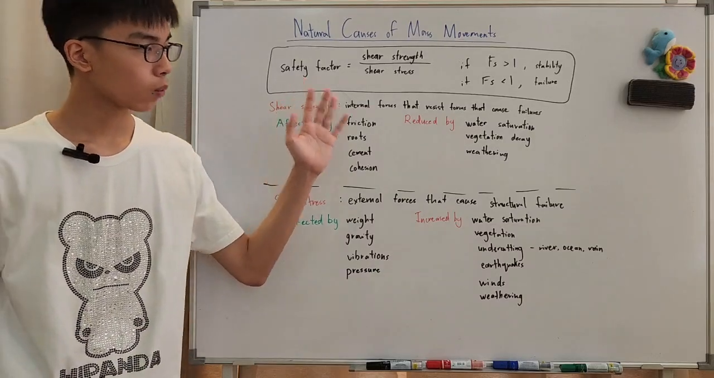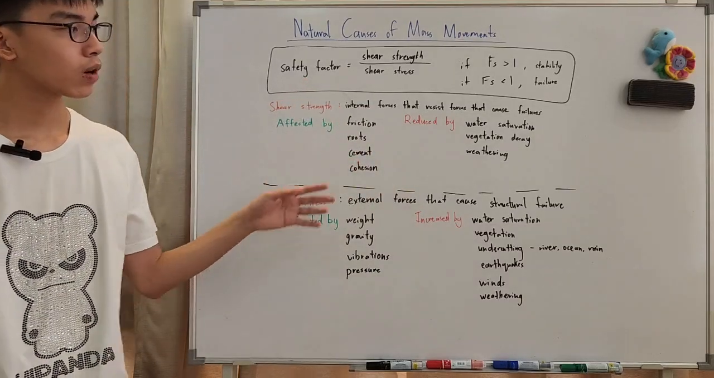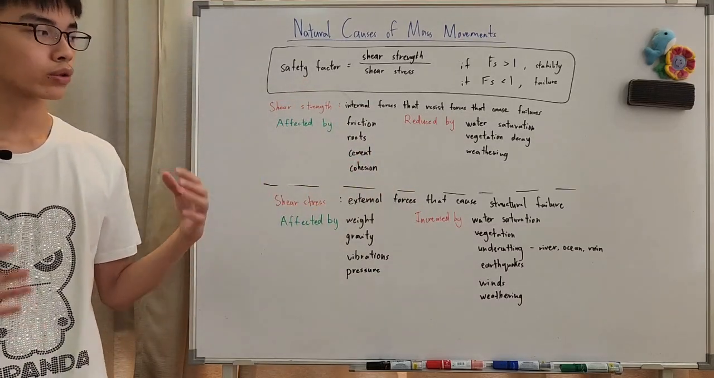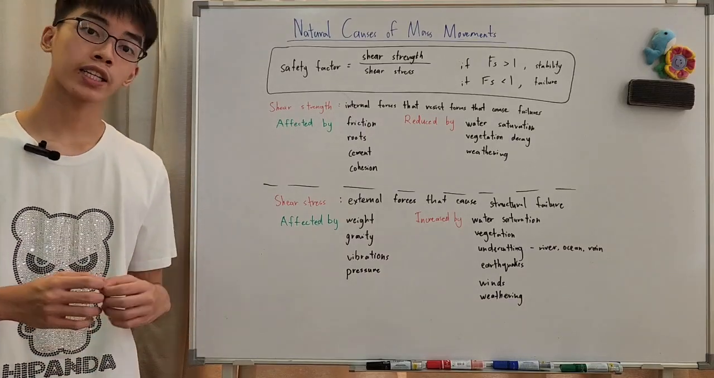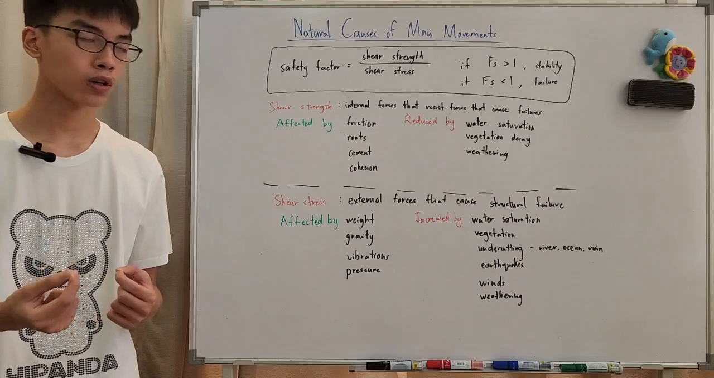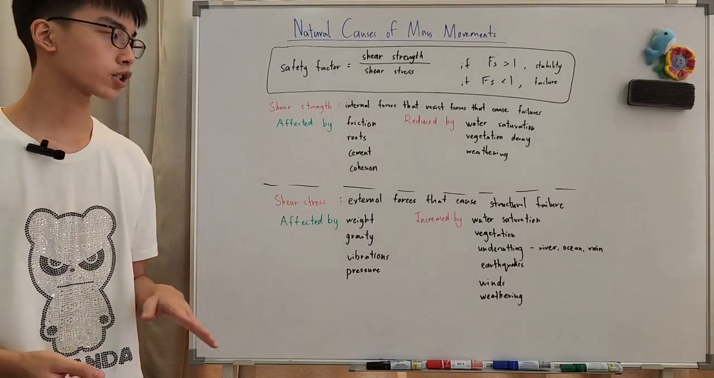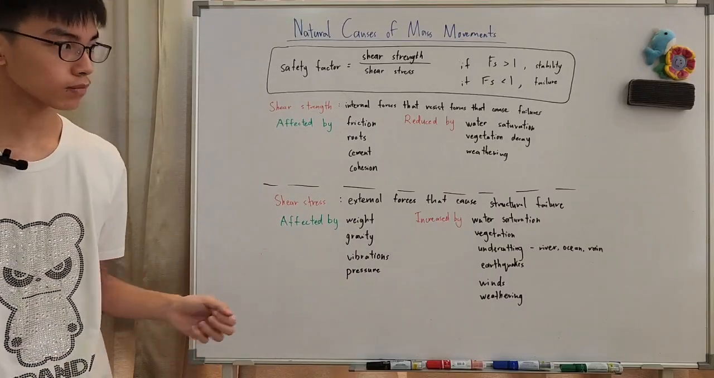So what decreases your shear strength? Water saturation. When you get water inside, it puts pressure on your pores and stuff. This increases the distance between each soil particle, which decreases your friction and decreases your cohesion.